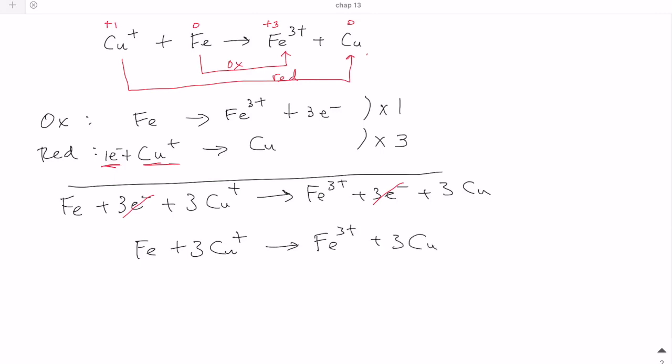Now, if you compare and check the balanced equation, you notice that they both have 1 iron on either side, 3 coppers on either side, and the total charge in both cases is +3. So we have +3 here because we have iron being 0 and copper being +1, but there's 3 of them, so it's +3. On the right side, we also have +3 because iron is +3 and copper is 0, so 3 times 0 is still equal to 0. So then that equation is balanced.